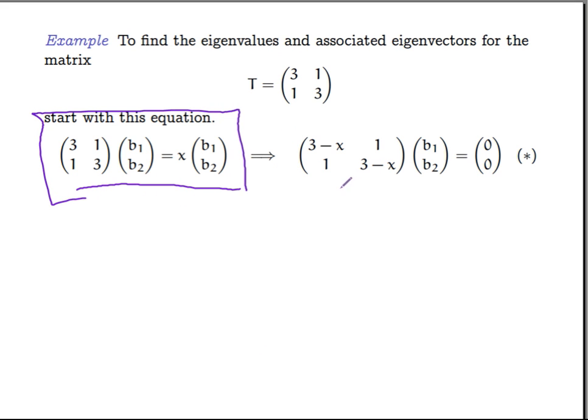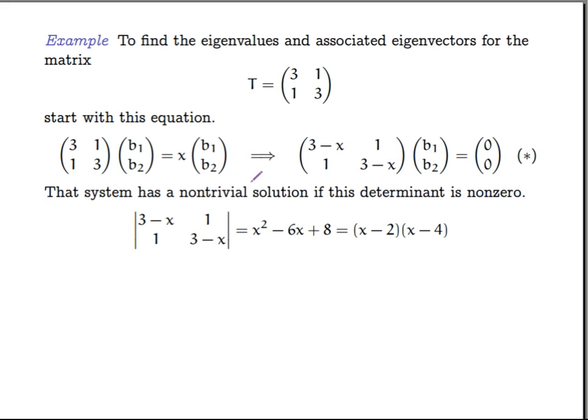So let's plug in x equals 2 into this equation and solve. That will give us one eigenvector. Then plug in x equals 4 in this equation and solve. We'll get another eigenvector. Okay? And that's exactly what he does here.